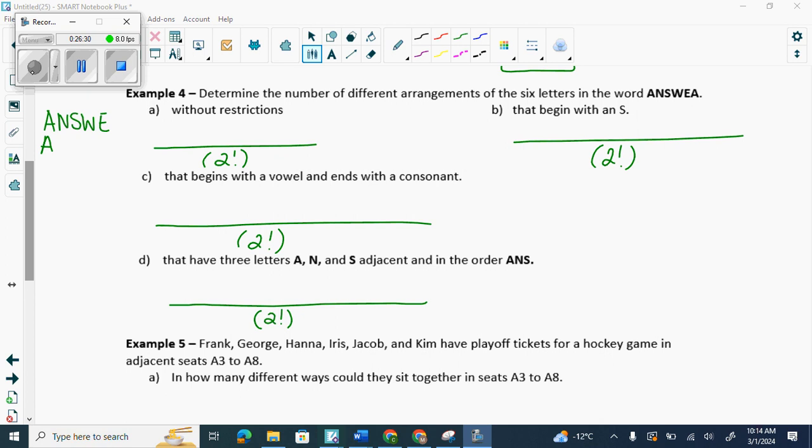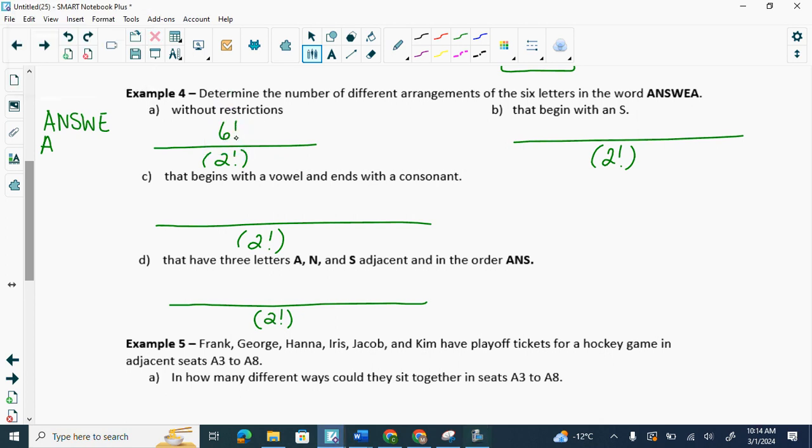See how you do. Get them wrong, no big deal. Without restrictions, we would just have the 6 factorial like we did before, because it would be 6, 5, 4, 3, 2, 1, right? So instead of 720, we'd have 360. Begins with an S would still be the same because the number of S's didn't increase. So we have 1 S that begins with it. Then we have 5 letters left, 4, 3, 2, 1, which is 5 factorial over 2 factorial, which is 60.